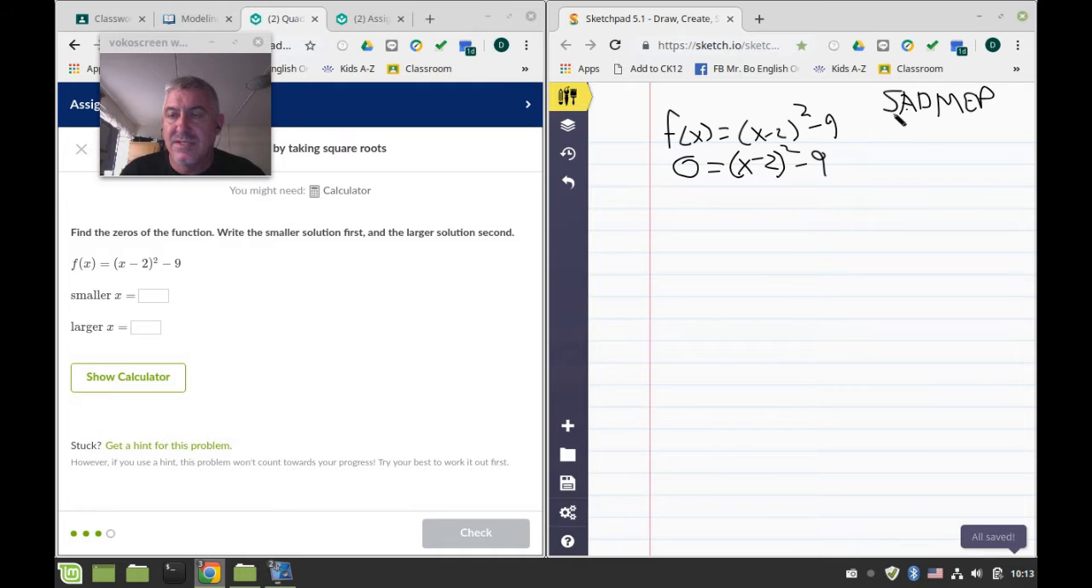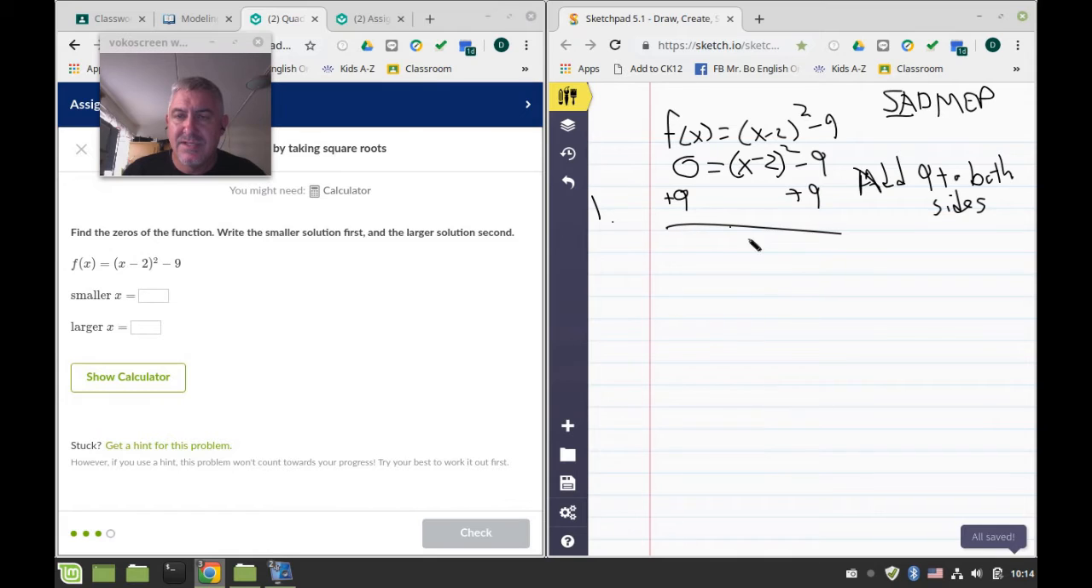Okay, and what do we do next? Subtract and add. On one side, no, on two sides. So our first step is add 9 to both sides. And add 9 to both sides. So 9 is equal to (x minus 2) squared.